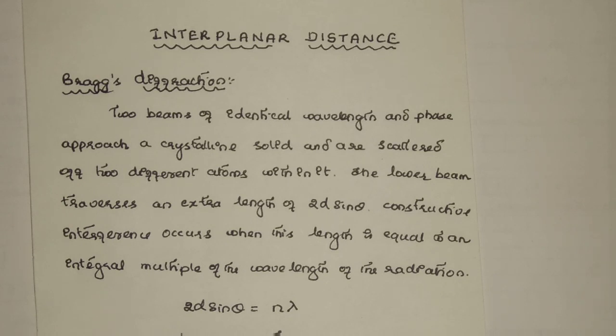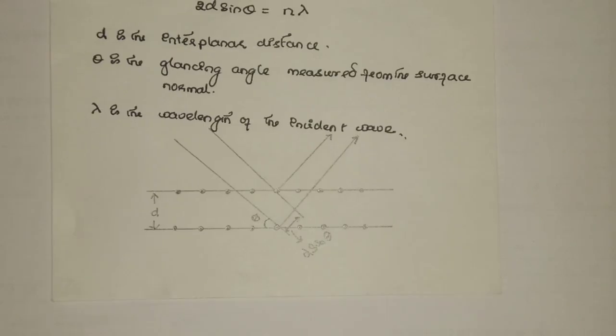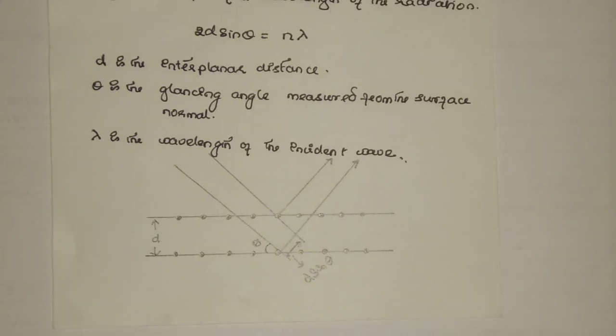The lower beam traverses an extra length of 2d sin theta. Now you are observing that this lower beam traverses an additional distance of 2d sin theta, then constructive interference occurs when this length equals an integer multiple of the wavelength of radiation. Then according to Bragg's law, it is given by 2d sin theta is equal to n lambda.